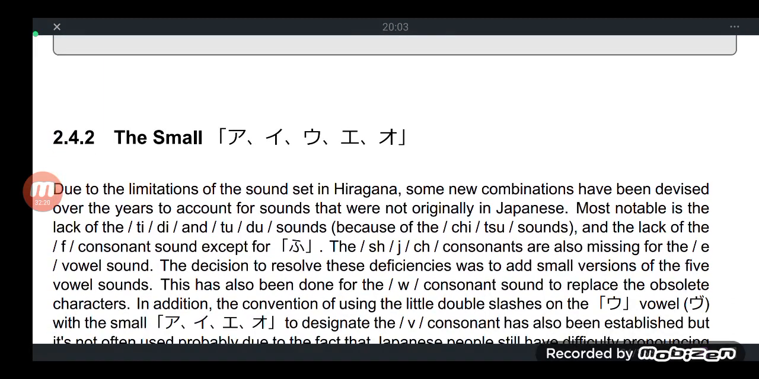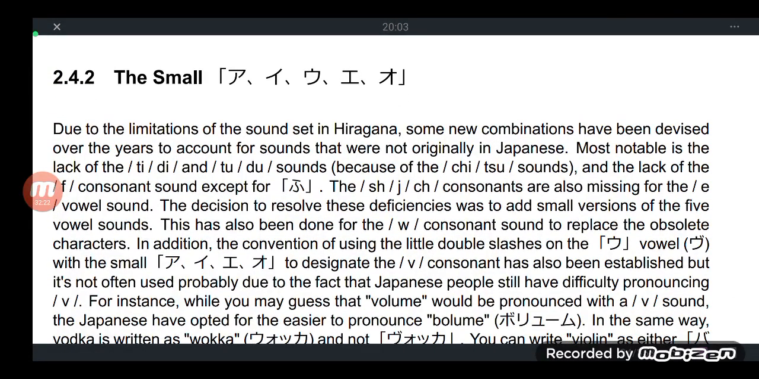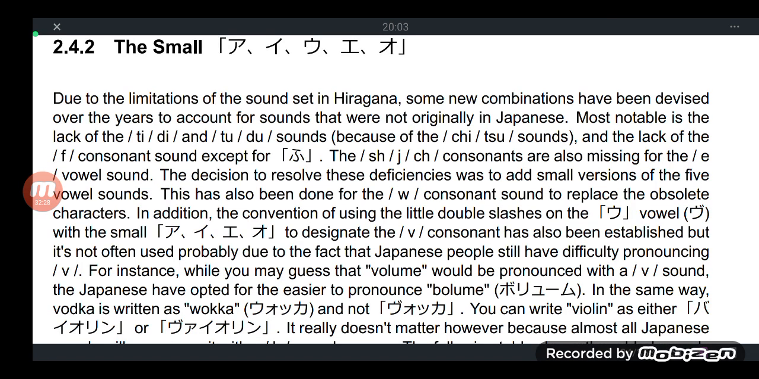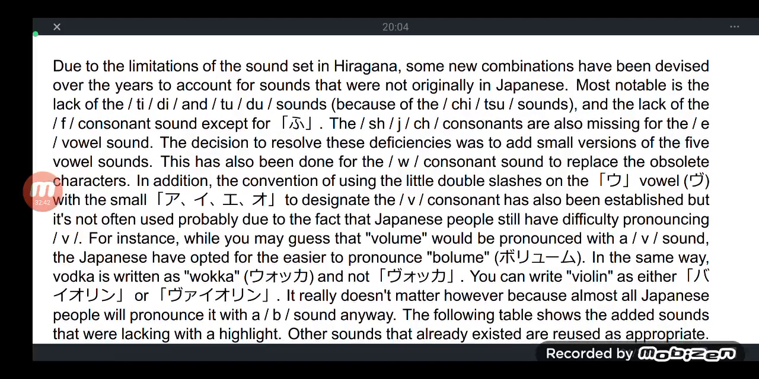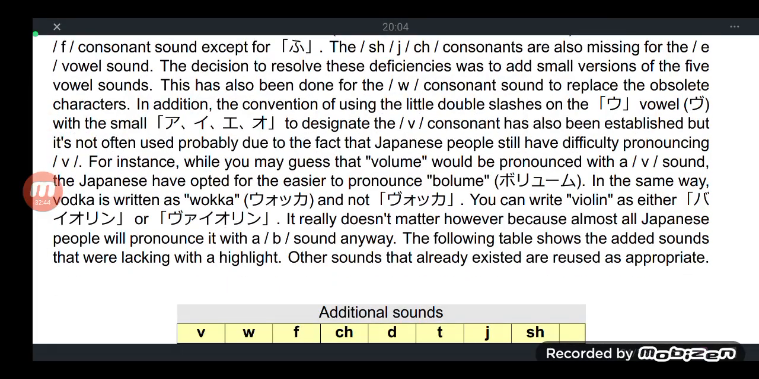And I also have mentioned a while ago about the small a, small i, small u, small e, small o. Due to limitations of the sound set in hiragana, some combinations are being used, just like in t and d, as I mentioned a while ago, just like in here, in woka.